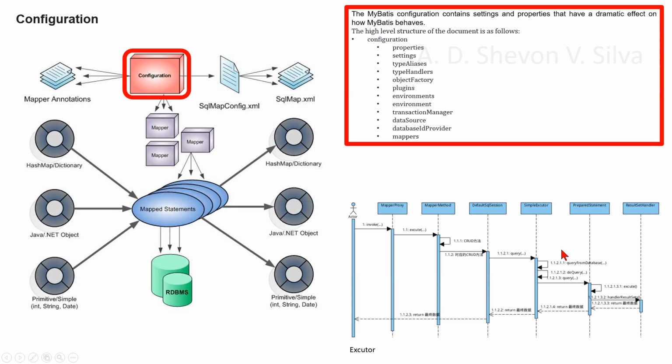If the cache is not enabled, the created executor is only one of three basic types. Batch executor is especially used to execute batch SQL operations. Reuse executor will reuse statements to execute SQL operations. Simple executor simply executes SQL without anything special.